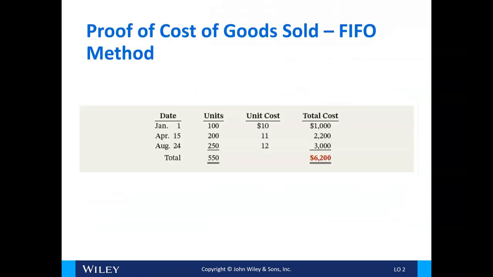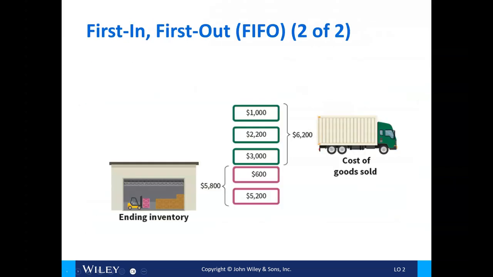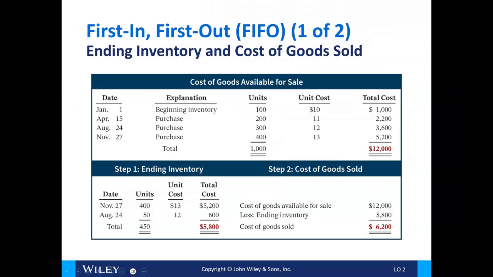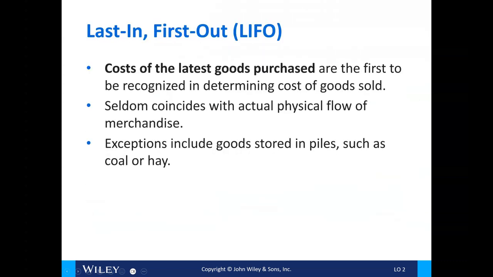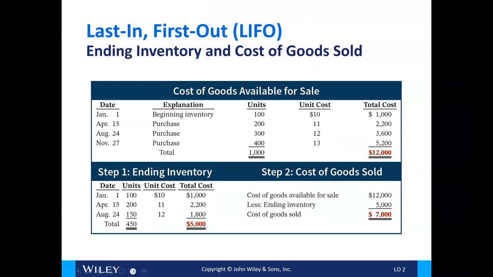And so let's just go back. So here, our total inventory is 5,800, cost of goods sold 6,200. Here's 5,000, 7,000. So you see that under the LIFO, our remaining inventory is going to be lower than under FIFO. And that's because we're keeping the oldest units, the oldest cost units. But our cost of goods sold is going to be higher. So our net income is going to be lower.